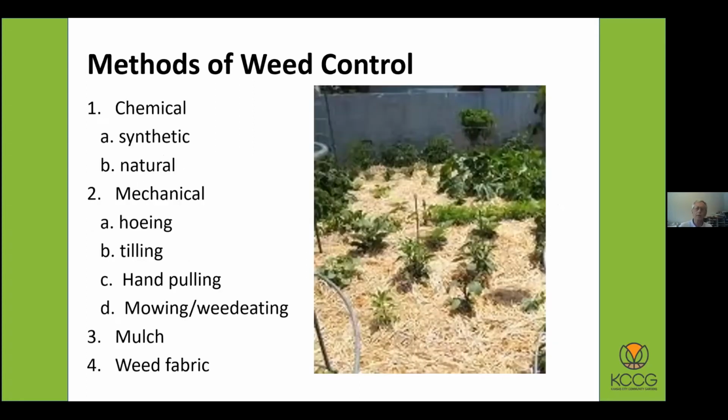And so a little outline here on the methods of weed control. So the first one we'll be talking about is chemical. And there's synthetic chemicals, which are made in the laboratory, and there's natural chemicals, which come from plants. And then there's mechanical weed control, which includes things like hoeing and tilling and just pulling by hand, or even mowing or weed eating. And then mulching. I'm a big fan of mulching. We'll talk about how to use mulch to control weeds. And also you can actually use weed fabric or landscape fabric, or weed mat as it's sometimes called. And that's an option also. So these are all the different methods of weed control.